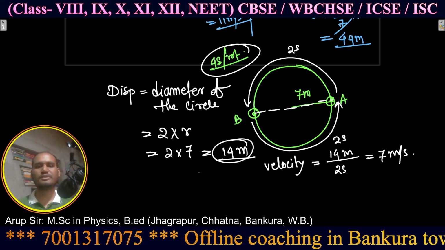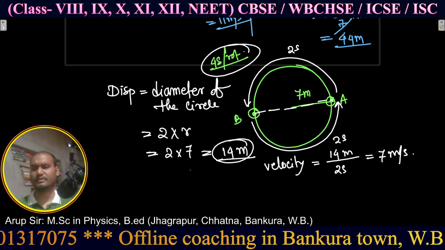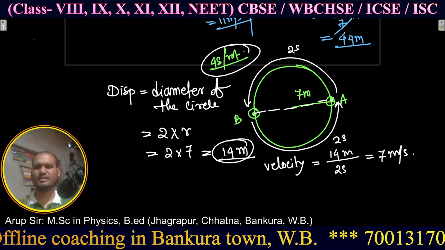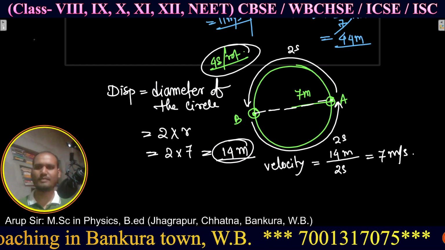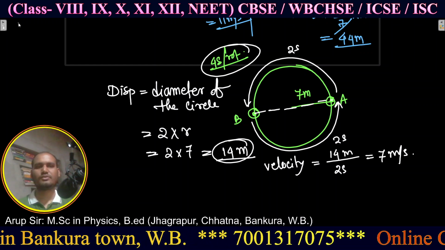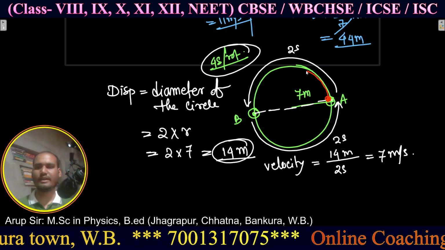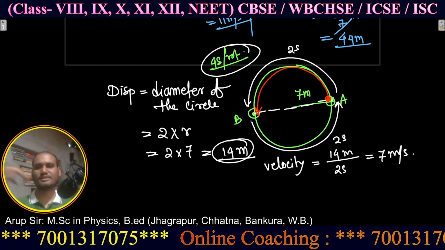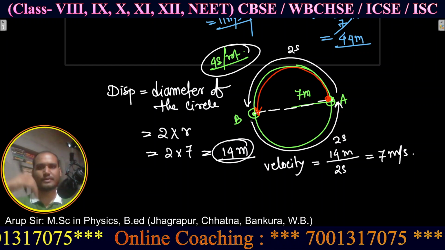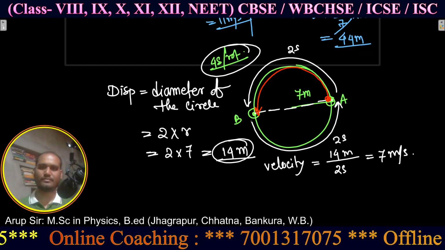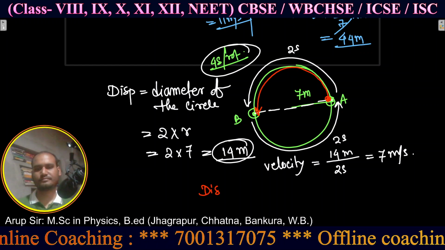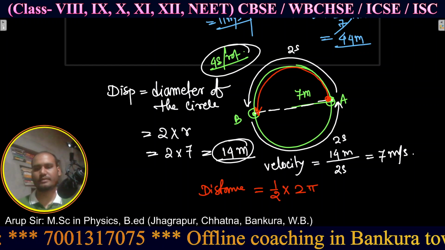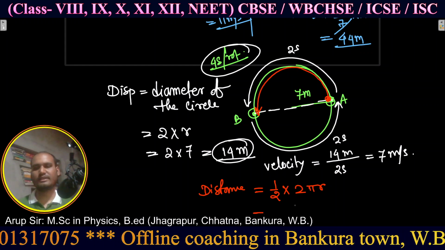Now what about the speed? Speed is the distance by time, and distance is the path length. So what is path length? Path length means from A to B, it is going from A to B along the circumference, and it is the half circumference. So distance will be half of the circumference, means half of 2 pi r. So it is giving us how much?